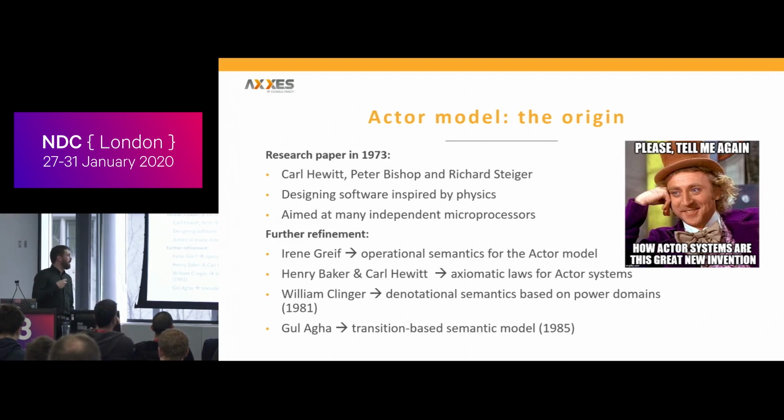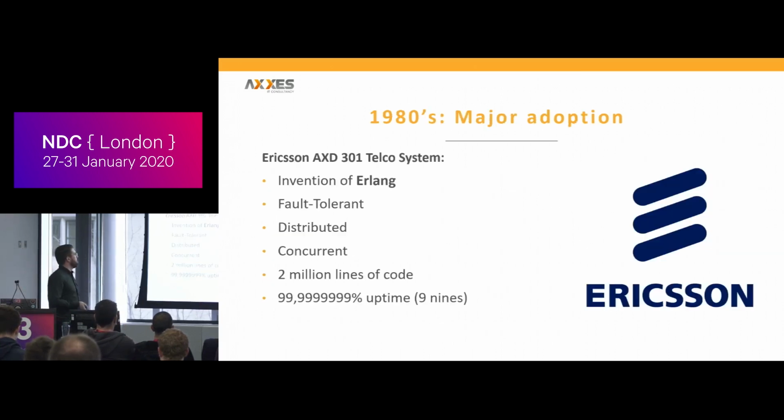And those papers got refined during the rest of the 70s and the early 80s. A lot of people worked on that. And the first practical implementation was in the 80s. And Ericsson, we're talking about the period where telcos were making money by doing landline connections. And if you could not make connections, you wouldn't be making money. So reliability was a very, very important factor for them. But of course, nobody had made an implementation. So they invented their own programming language, which is Erlang. And they invented that to build the AXD 301 telco system.